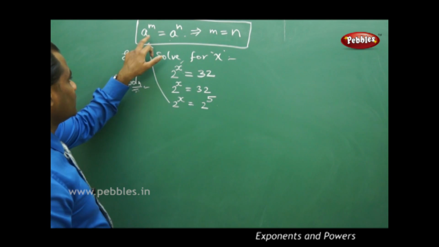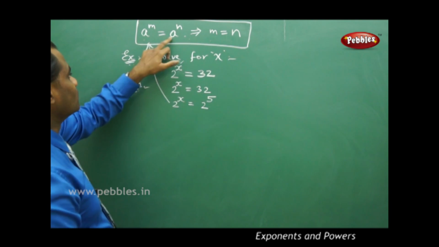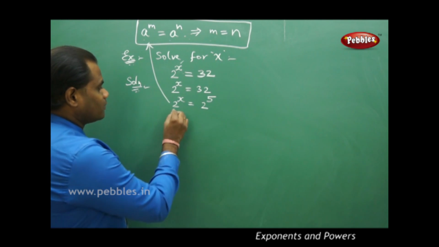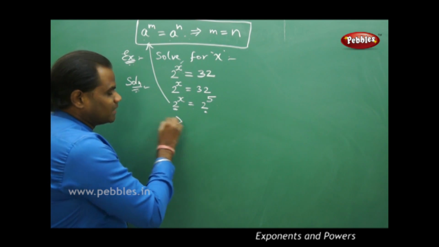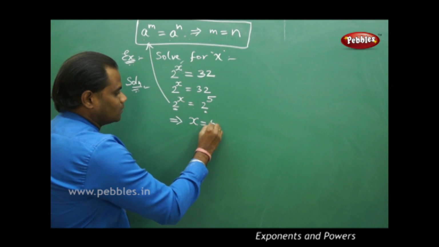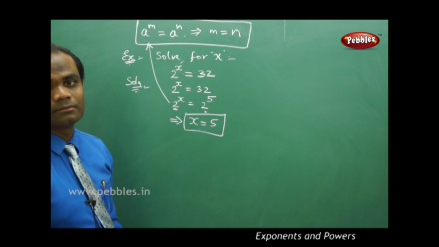Now I have a power m equal to a power n implies m equal to n. When the bases are equal, the powers must be equal in an equation. Therefore, when 2 power x equal to 2 power 5 with bases being equal, then my next immediate case would be that the powers are equal. This is how I get the value of x using this property.